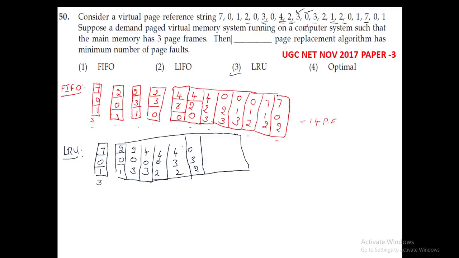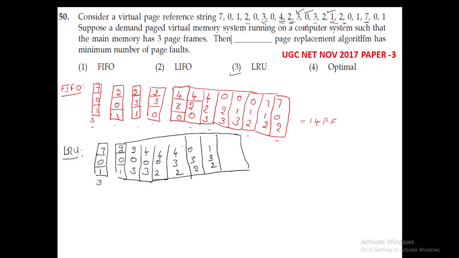After that the CPU referred to 3, which is also available, so no page fault will occur. Next page referred by the CPU is 2, which is also there, so no page fault will occur. Next page referred by the CPU is 1, which is not there, so a page fault will occur. Now see the past references made by the CPU: before 1, the 2 and 3 are there, and 0 is earlier, so we have to choose 0 as the victim page. In the place of 0 you have to write 1, and next is 1 3 2.